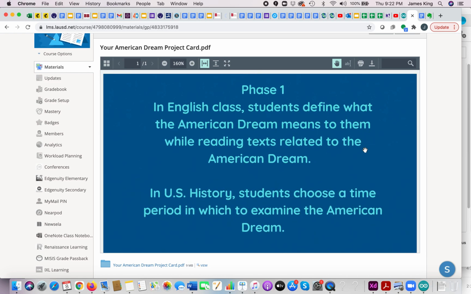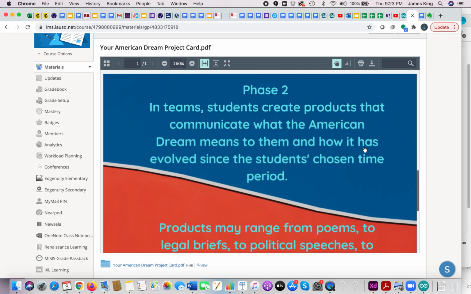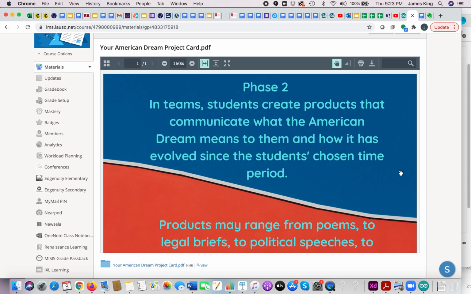So in English class, you're defining what the American Dream means to you while reading texts like Enrique's Journey related to the American Dream. In U.S. history, with Mr. Munoz, you're choosing a time period in which to examine the American Dream. In phase 2, which is what you're doing today, you are creating products that communicate what the American Dream means to you and how the American Dream has evolved since your chosen time period. I'll explain more about that in a sec.